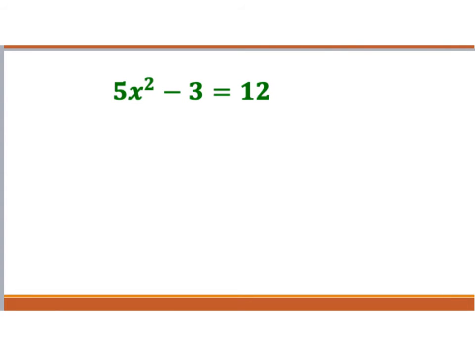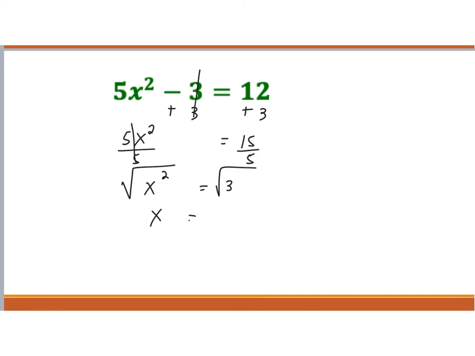Next example, 5x squared minus 3 equals 12. So let's undo minus 3 first by adding 3 to both sides of the equation. So we get 5x squared, this cancels out, equals 15. Then we divide both sides by 5. So we get x squared is equal to 3. Then we get the square root of both sides, which will give you x is equal to.